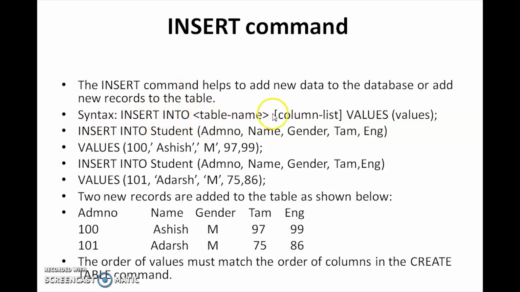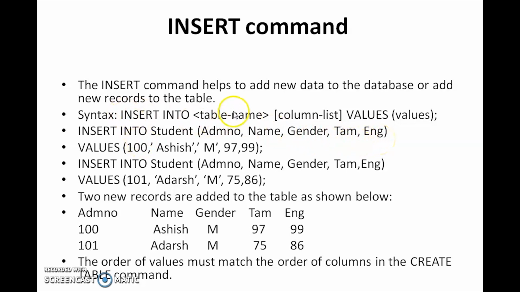Into is a keyword here. Then the table name, then the column list. This is given in square brackets, which means it is optional. Okay. Then values. If you know the column headings in order, you can give the values directly. Otherwise you have to mention the column headings and then give your values. Insert into student. I have created a table student with the columns admission number, name, gender, Tamil and English. So for these 5 columns I am going to give 5 values.